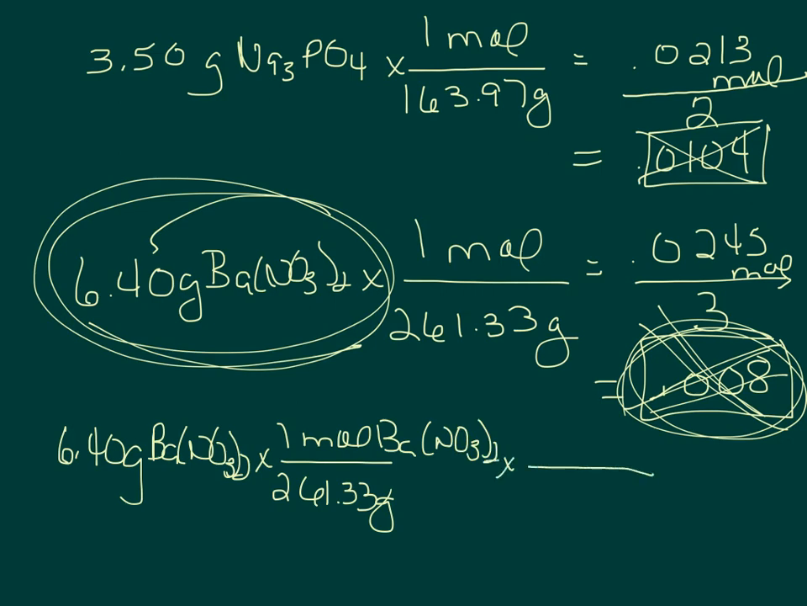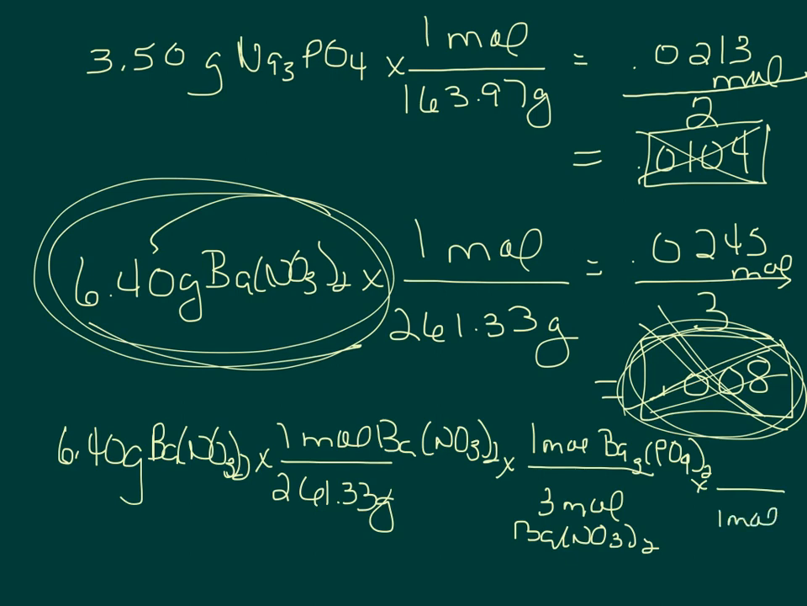do our mole-to-mole ratio, which is 3 moles of the barium nitrate to 1 mole of the barium phosphate, and then convert to grams. 1 mole of the barium phosphate, we said, was 602 grams. And we get the same answer, which is 4.92 grams. So I hope this helped you to understand how to calculate a limiting reactant in a stoichiometry problem.